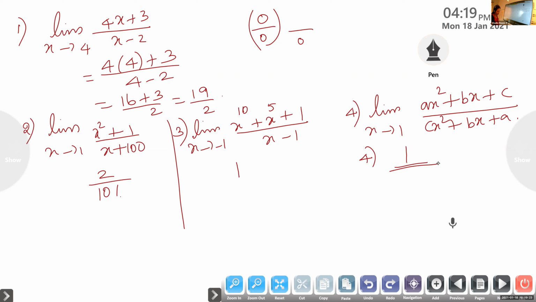Shubham, are you getting this as 1? When you put x is 1, what will you get? In the place of x, you have 1, isn't it? In the numerator you will get a plus b plus c, and the denominator it is c plus b plus a. Just terms are rearranged. So if you cancel it, the answer is 1.